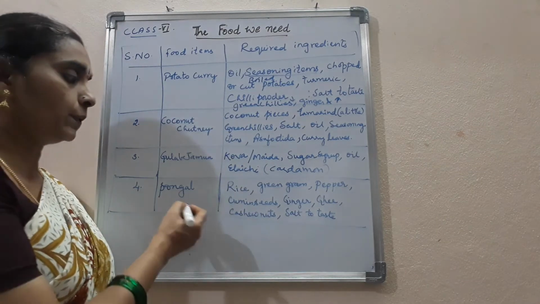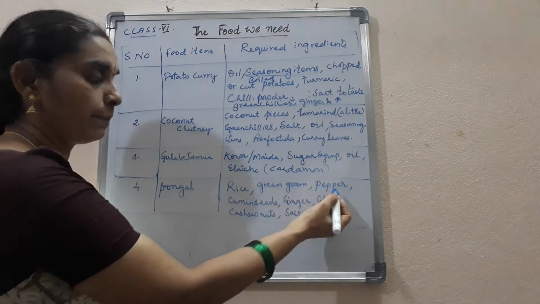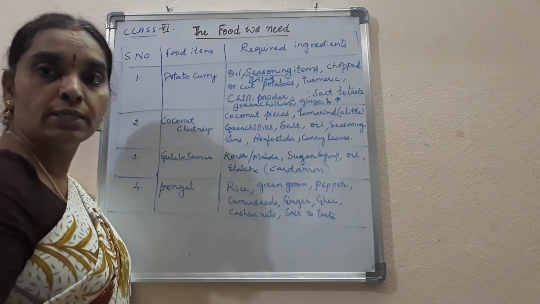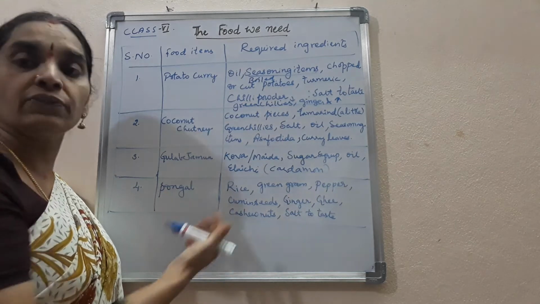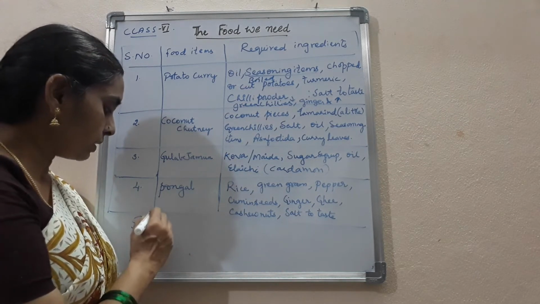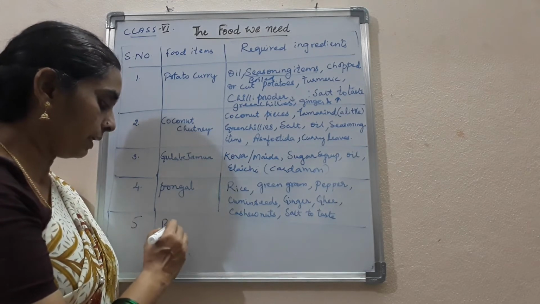And the pongal: rice, green gram, pepper, cumin seeds, ginger, ghee, cashew nuts, salt to taste. So these are the different ingredients required to prepare different food items. For example, take another example, biryani.